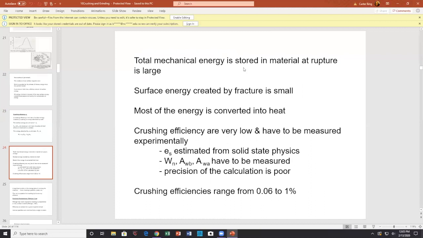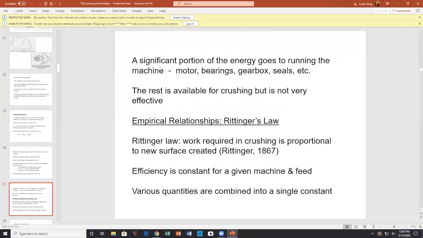Total mechanical energy is stored in the material. Surface energy created by the fracture is small. Most of the energy is converted to heat. Crushing efficiencies are very low. They range from 0.06 to 1%, very, very low. A significant portion of the energy goes to running the machine. The motor consumes some energy. The gearboxes and bearings consume some energy. And seals will consume some energy if there are any.